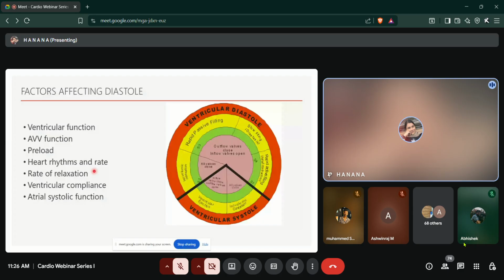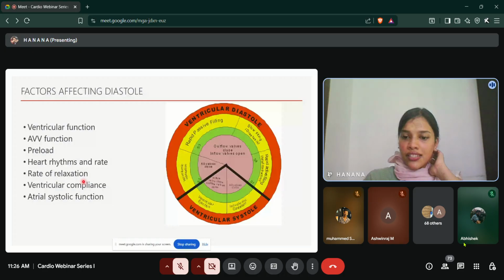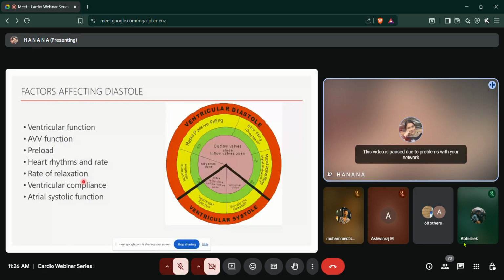So heart rhythms are affected, and so is the rate of relaxation. Only when the ventricle relaxes very well are the pressures equalized and does it get enough blood. So the relaxation rate is very important. And ventricular compliance, because elastic recoil helps: during systole the ventricles contract very much, and then they expand. So contraction and expansion are very important in diastole, and so is atrial systolic function, which we have already talked about.